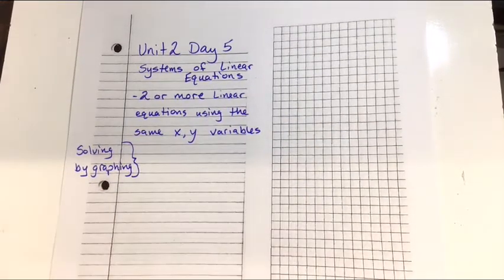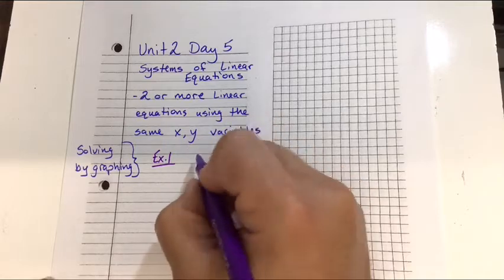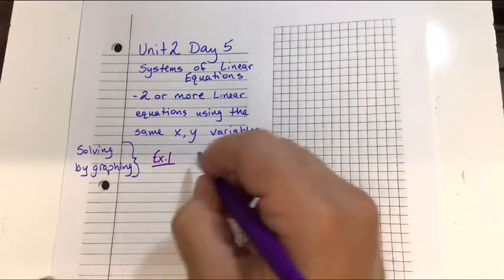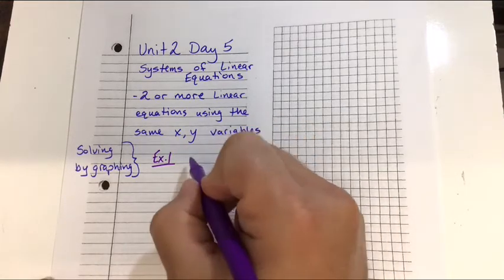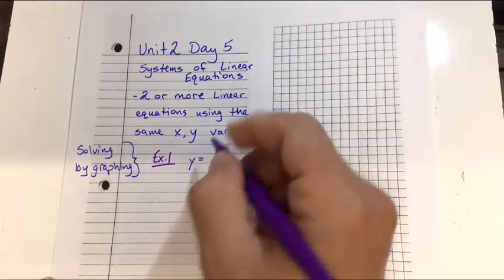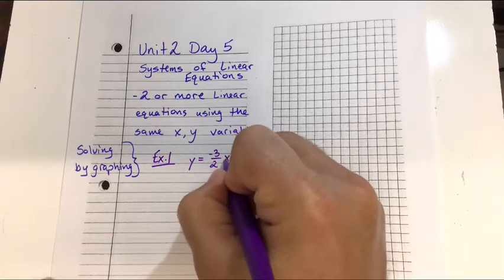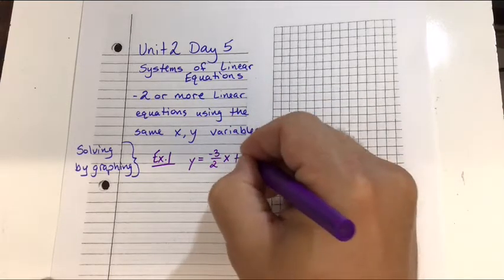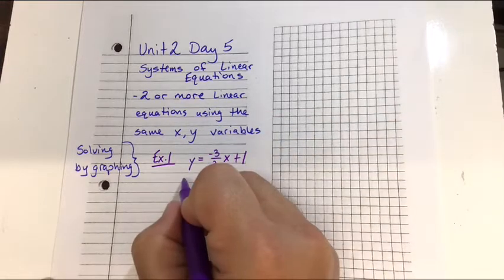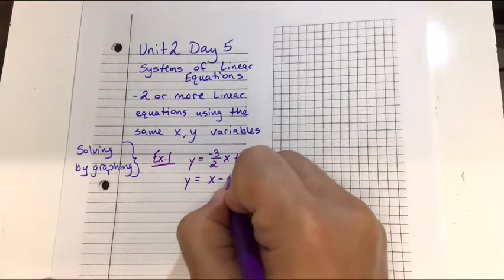Our first example is going to be this. I'm going to give you two equations. When we get a system of equations, you'll see two xy equations. In this case, they're both in slope-intercept form. Y equals -3 over 2 x plus 1, and our second equation is y equals x minus 4.